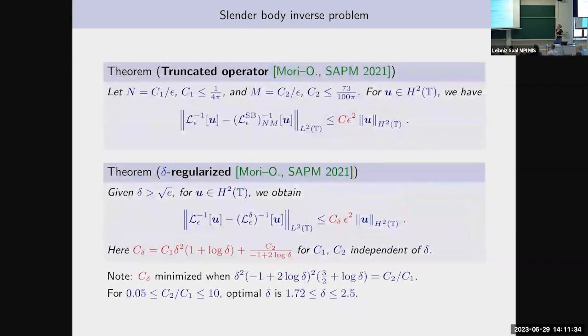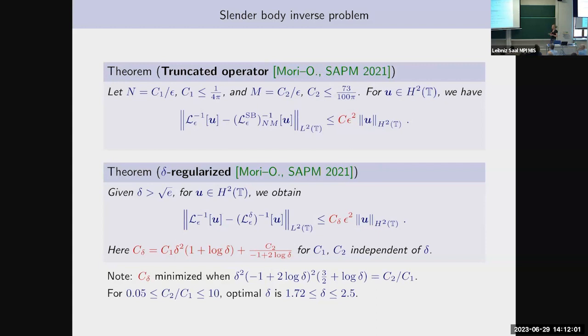So it turns out that both of these regularizations have the effect that we want them to have, which is that given a velocity of the filament, we can show that if we take this slender body Dirichlet to Neumann operator, then we can bound that difference in the resulting force density by something that goes to zero as epsilon goes to zero.